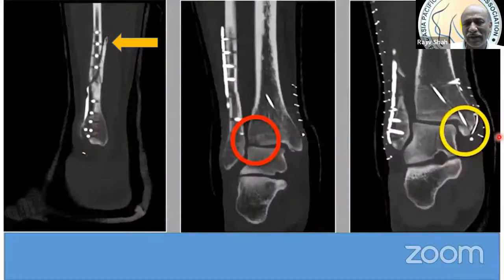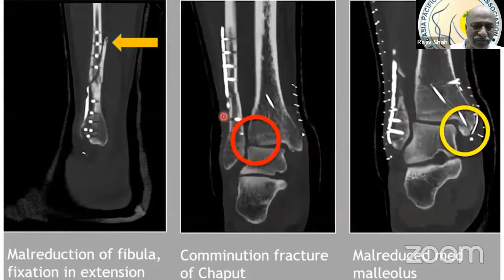Again, fibular shortening and malreduction, and if you see, the fibula is not proper in the sagittal plane. Here you see the gap at the syndesmosis, and this also is not proper. So malreduction of the fibula, which is fixed in extension, a comminuted fracture at the Chaput level, and malreduction of the medial malleolus. So what would you do? Just 10, 12 days.